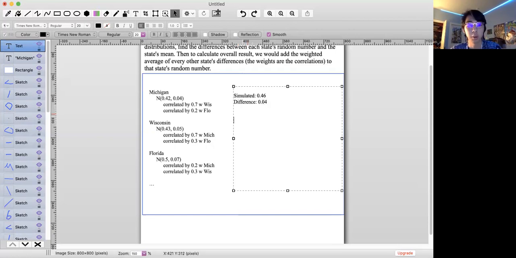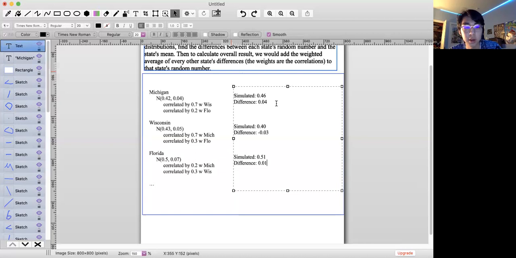We do the same thing for Wisconsin. We say we ran the simulation. We got a simulated value of, let's go with 0.40. And that gives us a difference of negative 0.03. Same thing for Florida. We say its simulated value is, let's go with 0.51, giving us a difference of 0.01. And we do the same thing, find their simulated values and differences for all the other states.